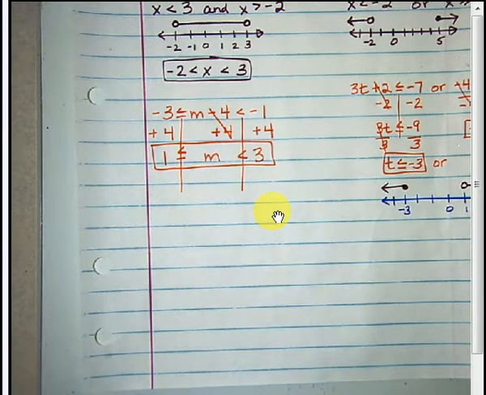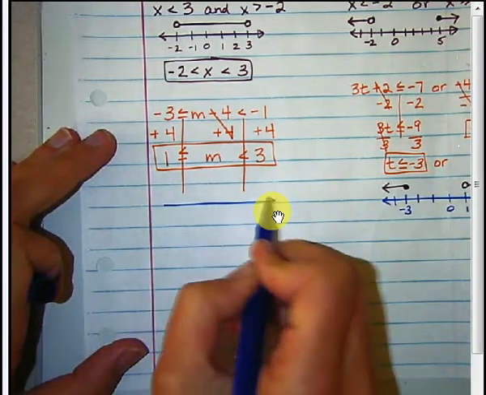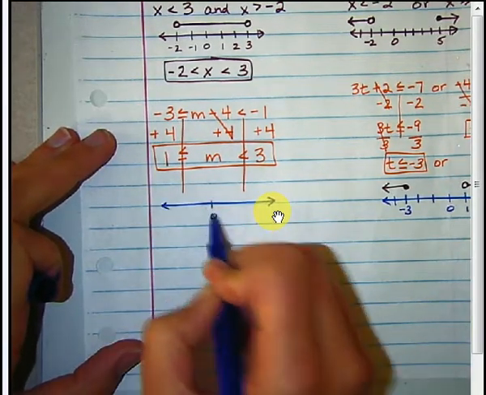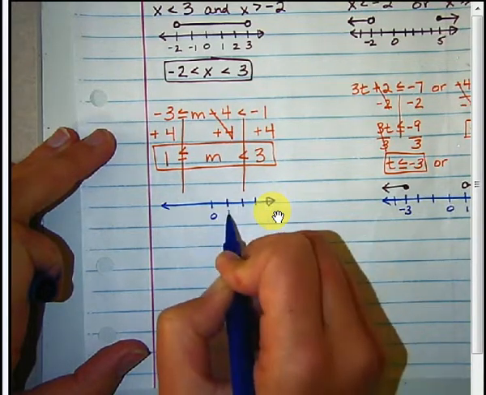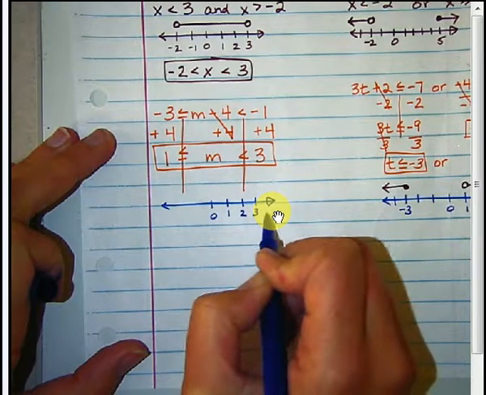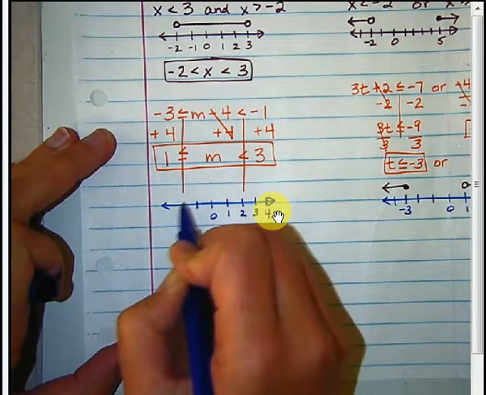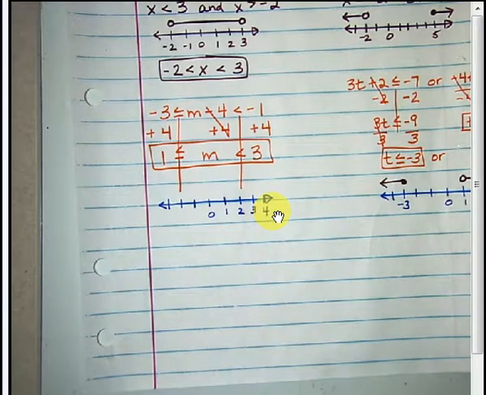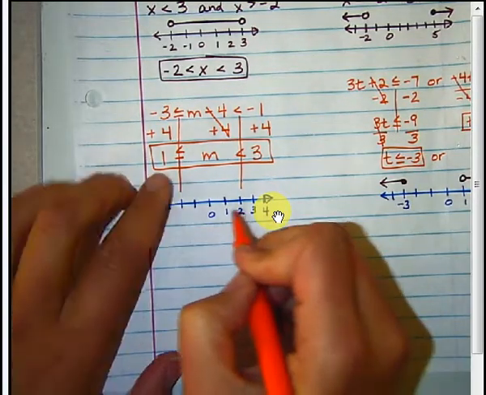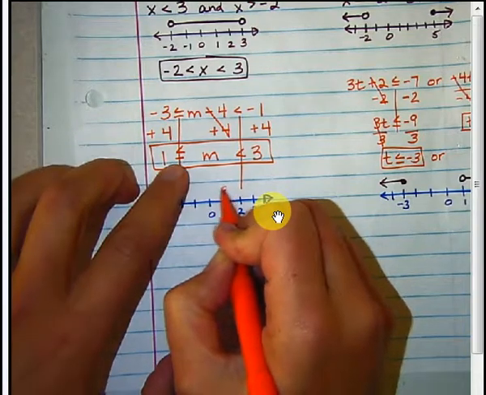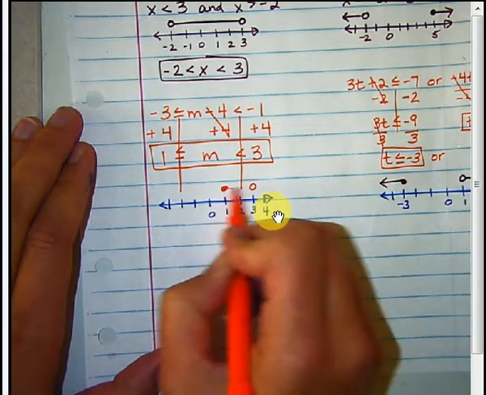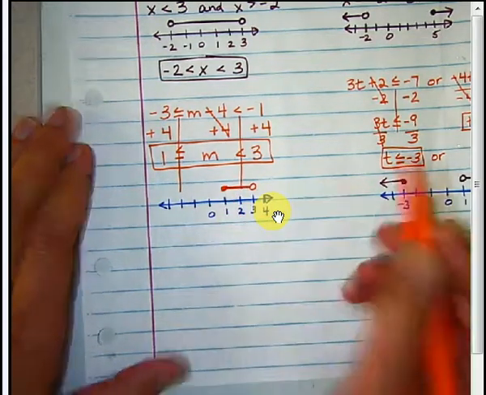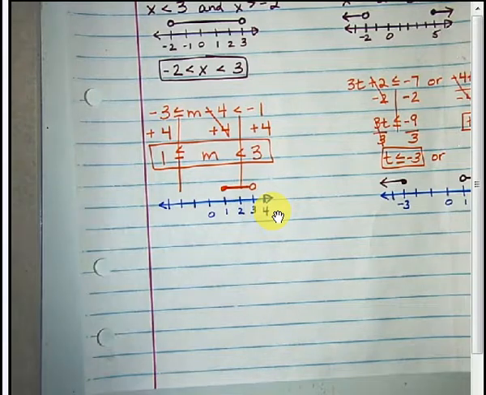And now let's graph it. So here's 0. Here's 1, 2, 3, 4. I probably should have numbered my number line differently because I'm going to have a big part that I don't even use, and that's okay. So I'm going to have a closed circle on the 1 because of that. I'm going to have an open circle on the 3, and I'm going to shade in between. All right, I hope this has been helpful.